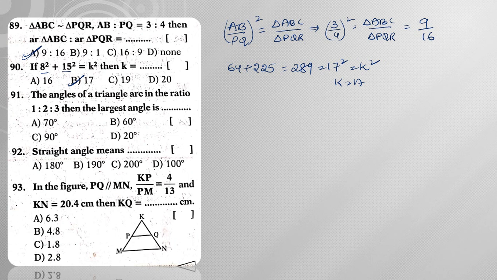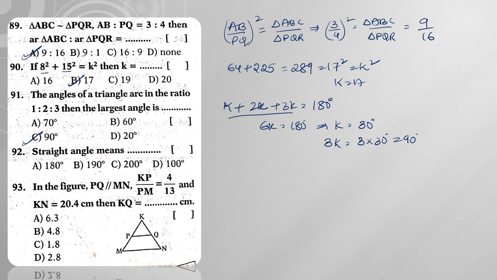Next, the angles of a triangle are in the ratio 1 is to 2 is to 3. That means if I consider the angles as k, 2k and 3k, then the sum of angles is 180 degrees. So the sum is 6k. So 6k is equal to 180. From this k is equal to 30 degrees. So the largest angle he has, 3k is equal to 3 into 30, which is equal to 90 degrees. Hence the answer is 90 degrees.